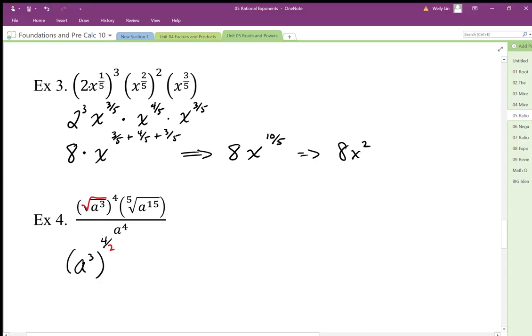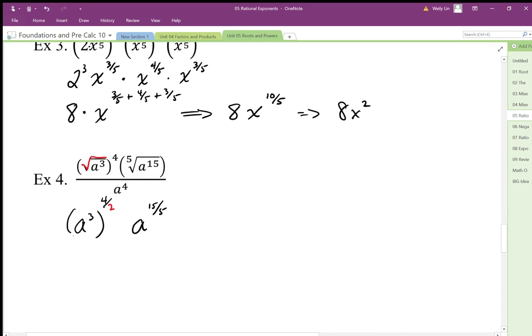In the next one, well, this is easier because there's only one power involved. Power 15 root 5. That's going to reduce to a cubed. And this becomes a to the power 4. So this is a squared, a cubed. So I'm going to rewrite this: a cubed squared times a cubed over a to the power 4.